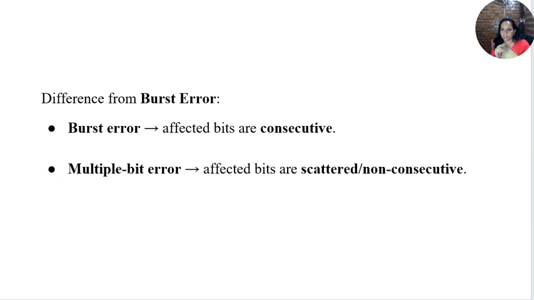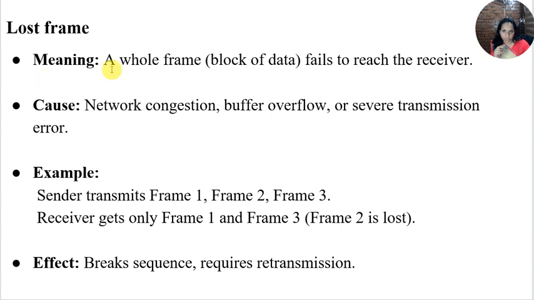Now we have the lost frame. A frame fails to reach the receiver due to network congestion, buffer overflow, severe transmission error, etc. Here the sender transmits frame 1, frame 2, frame 3. Only frame 1 and 3 have reached, frame 2 is lost. So that caused the lost frame.